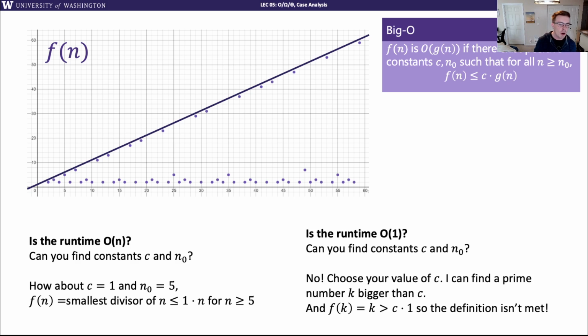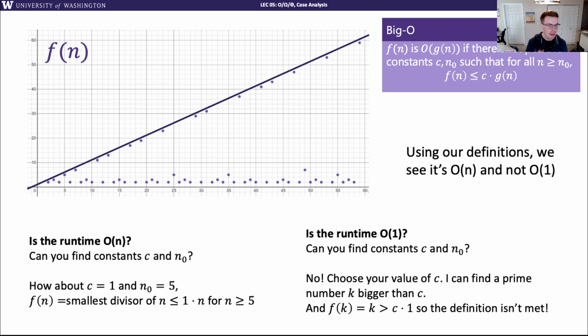Can you say the same thing for O of 1? Can you find constants c and n naught such that this function is upper bounded by big O of 1? And the answer is no. If you choose any constant, say c, you can always find a bigger prime number. And because this function takes a long time to run on prime numbers, it will not be upper bounded by a constant. And so we know from our definition, it's not big O of 1.